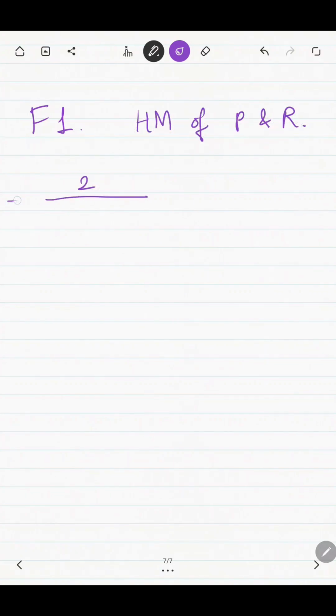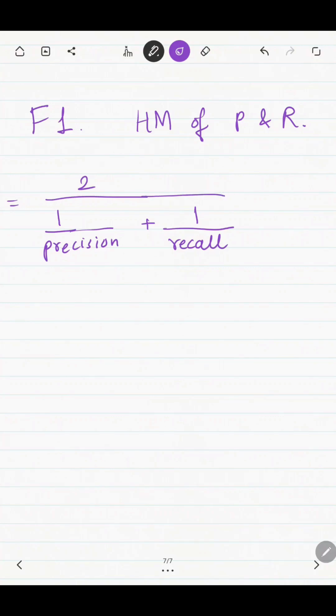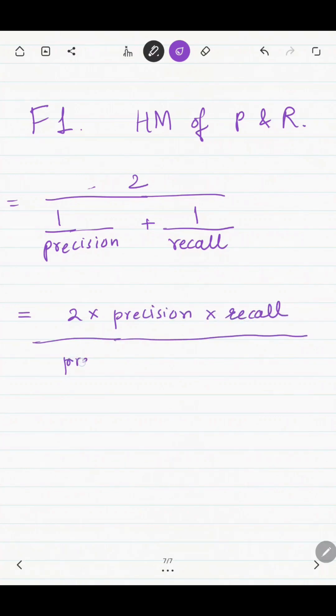So 2 upon 1 upon precision plus 1 upon recall. So this will be 2 into precision into recall divided by precision plus recall. So in our case, F1 score will be about 85.71%.